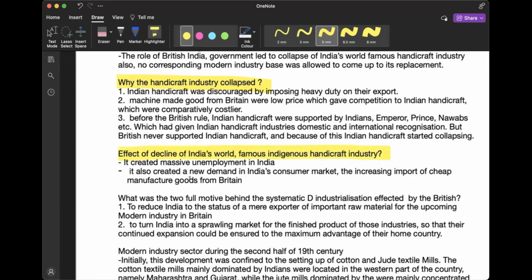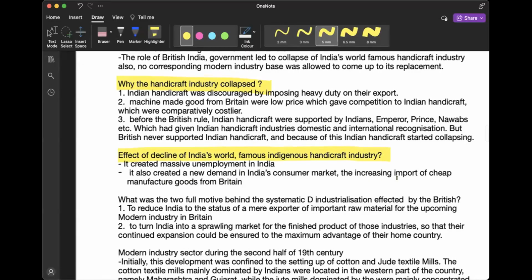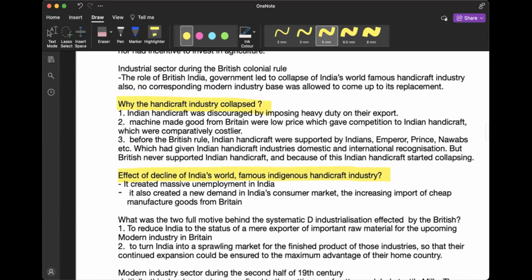Now it collapsed. What happened? It created massive unemployment because a lot of people were working in these industries. It also created new demand in the Indian consumer market, with increasing import of cheap manufactured goods from Britain. Okay.